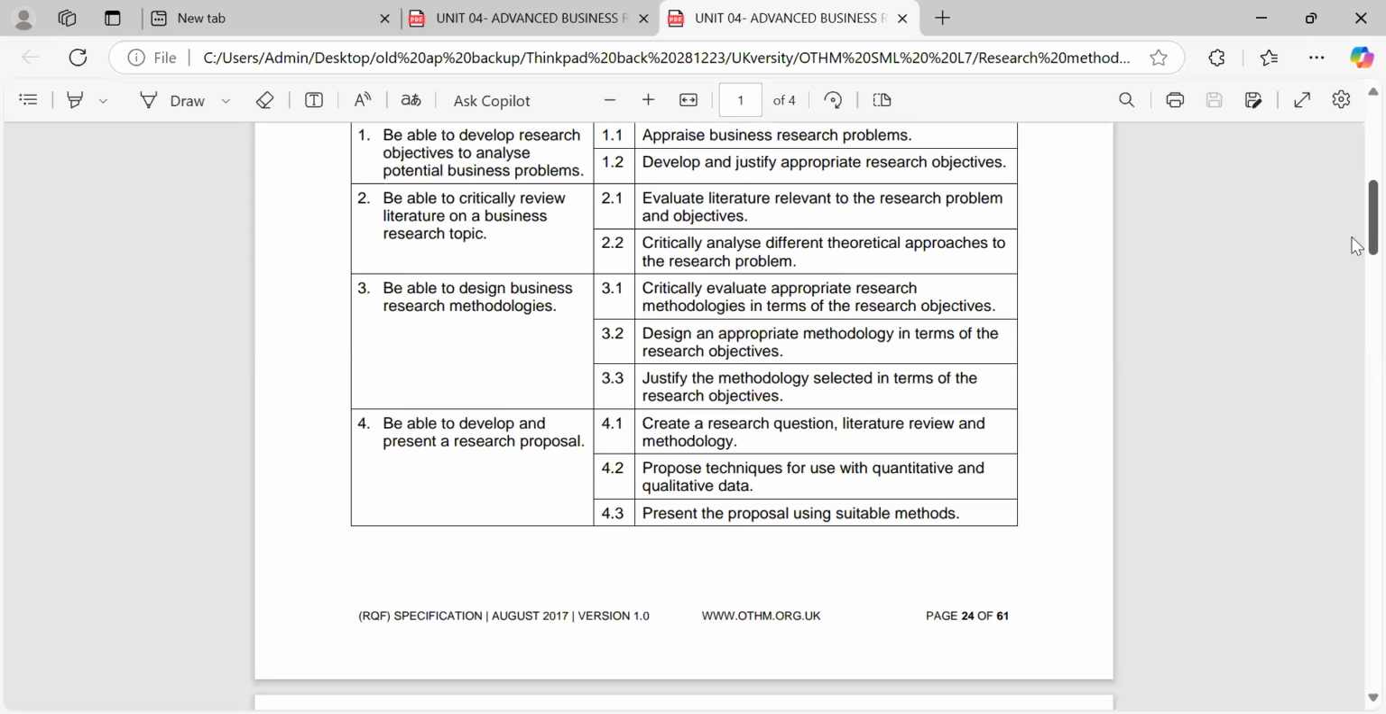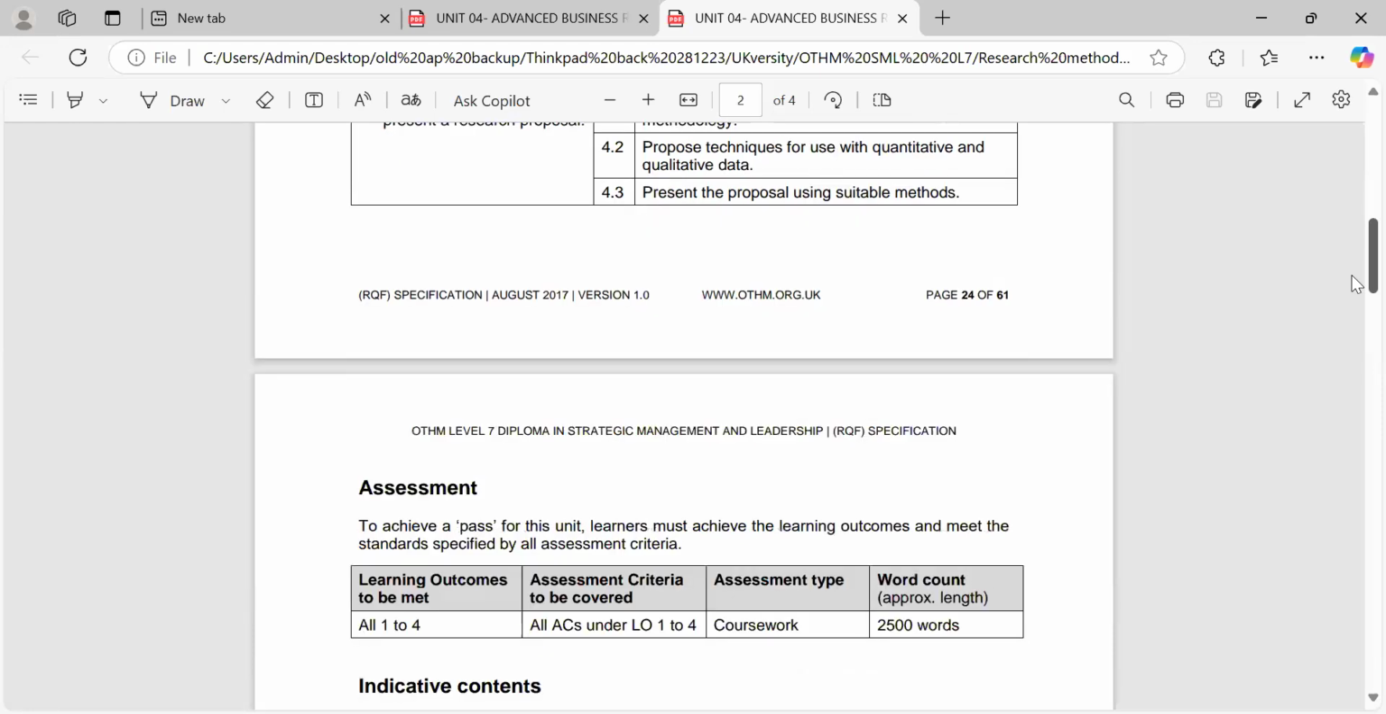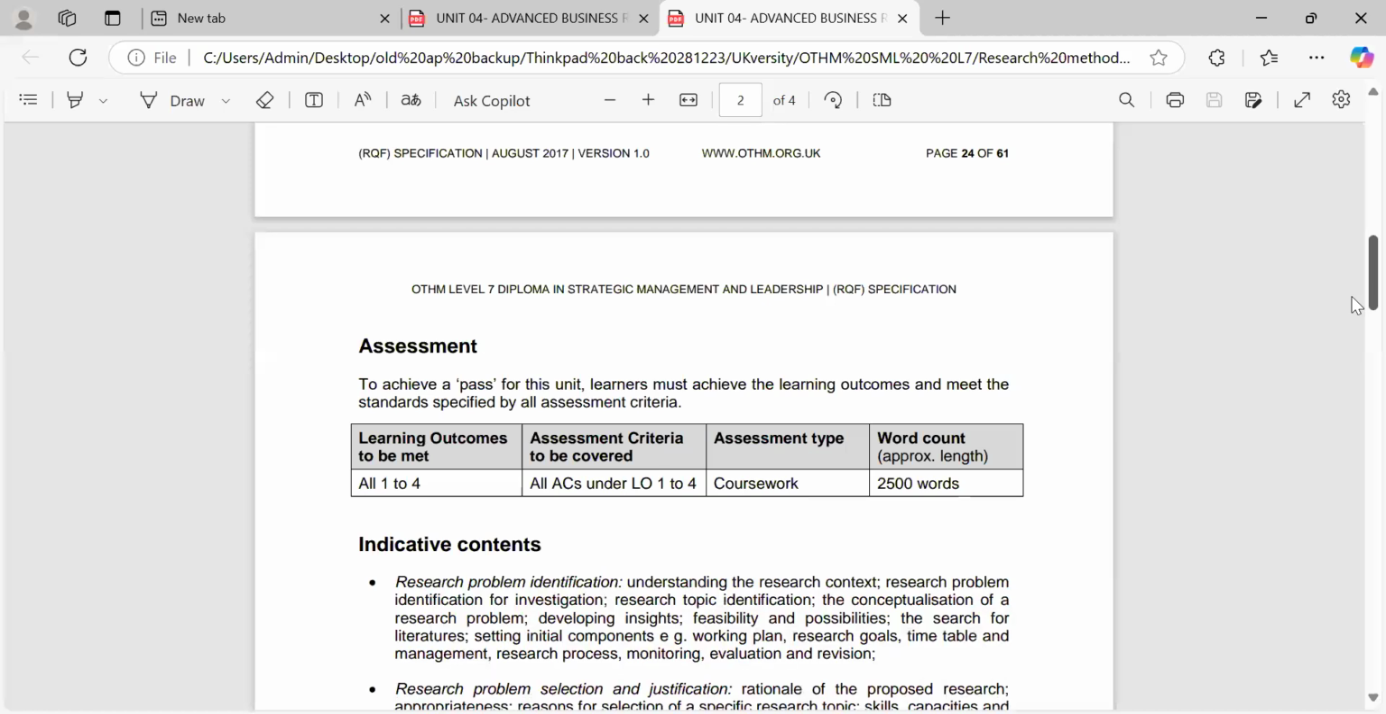Lesson 4, be able to develop and present the research proposal. So lesson 4 will focus on the research proposal, which we'll go through accordingly. If you have any question in between, always ask, and we'll go through things accordingly. So we have LO1 to 4, which we'll deliver, and lesson 5 will be about assignment discussion.